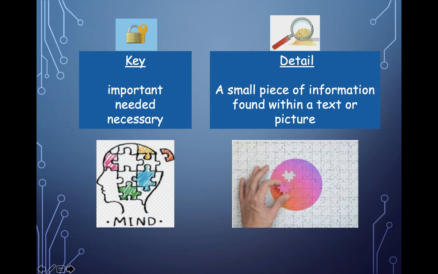Key. Now, I know when I said key details, you were thinking, I know what keys are. Keys go in the car, or in a door, or in a lock. But in this way, we're talking about it's important, it's needed, it's necessary. You have to have this part of the information because the detail is a small piece of information found within the text or the picture.